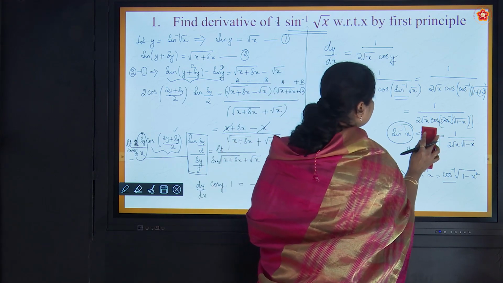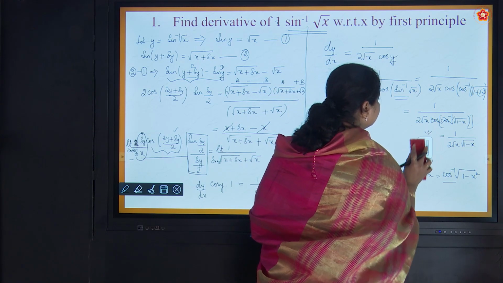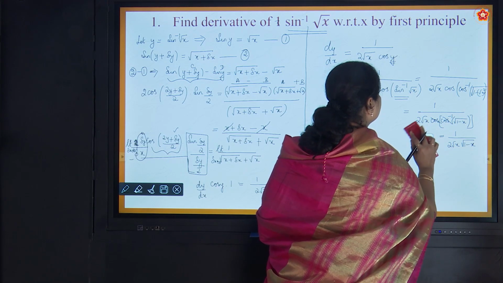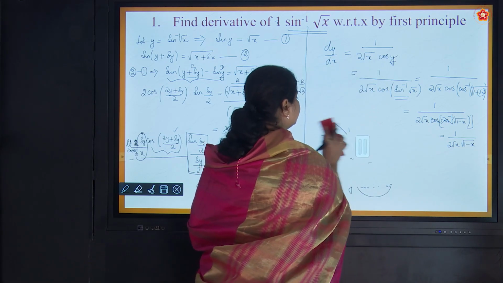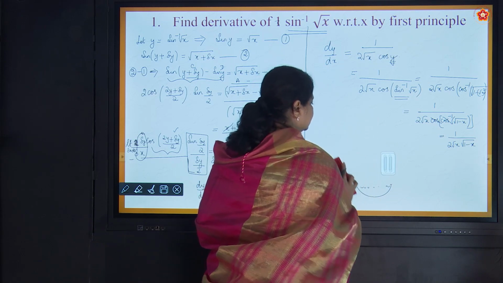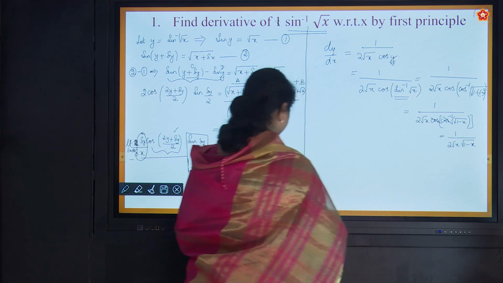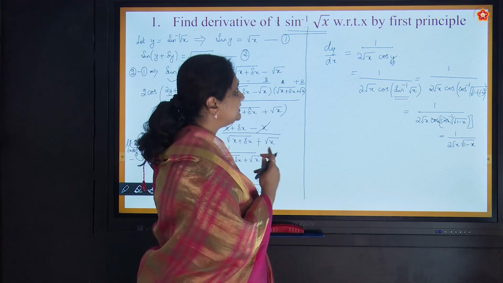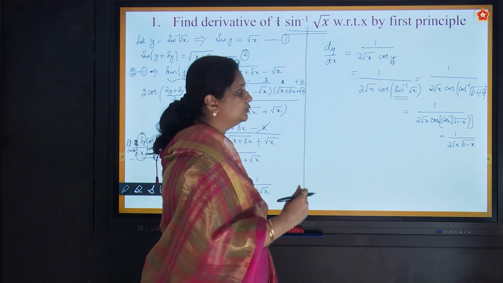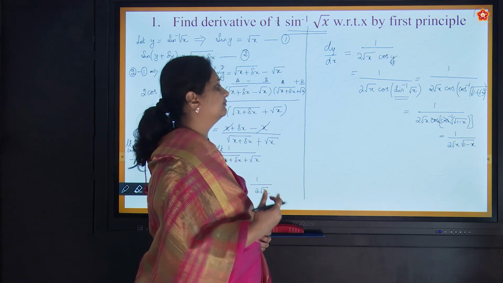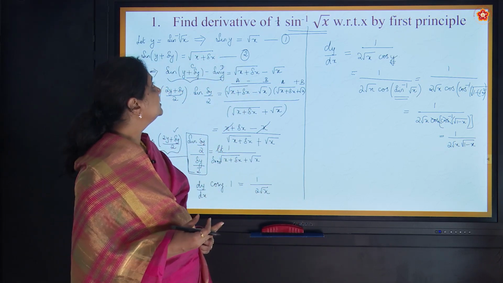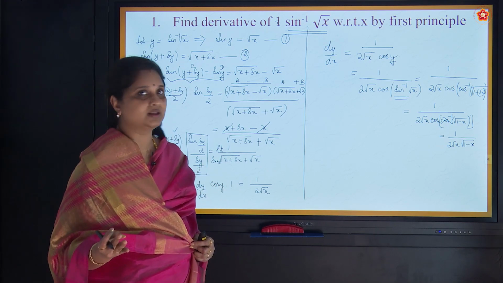I'm going to erase all the other things that are not really relevant that I had written, to just explain to you the relationship between cos inverse of x and sine inverse. So this is my solution. My dy by dx is 1 by 2 root x into root of 1 minus x. It was indeed very long, right? It required a lot of knowledge.